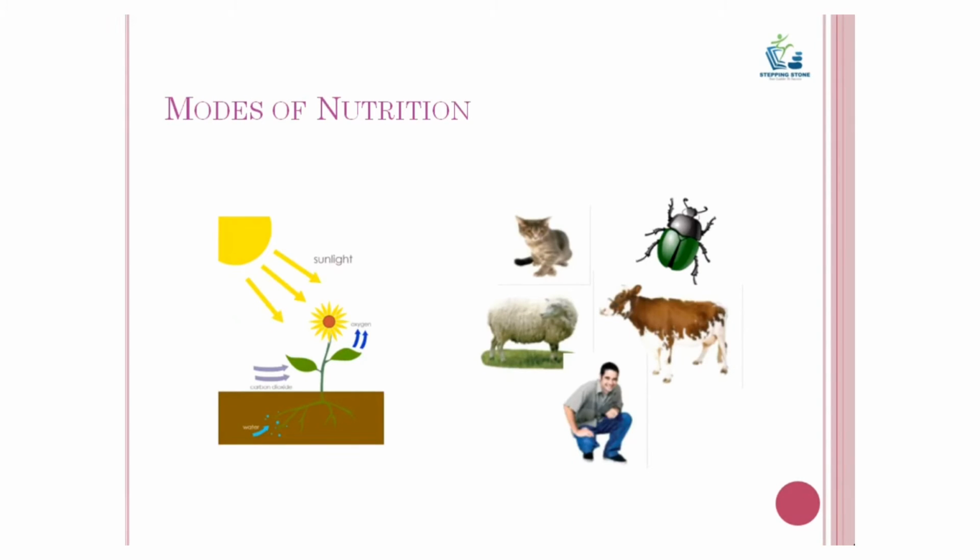Modes of nutrition. Modes of nutrition means methods of procuring food or obtaining food by an organism. All the organisms do not obtain their food in the same way. Like plants, they make their own food, but animals, they depend on plants or other animals for food. So there are mainly two modes of nutrition, autotrophic and heterotrophic.